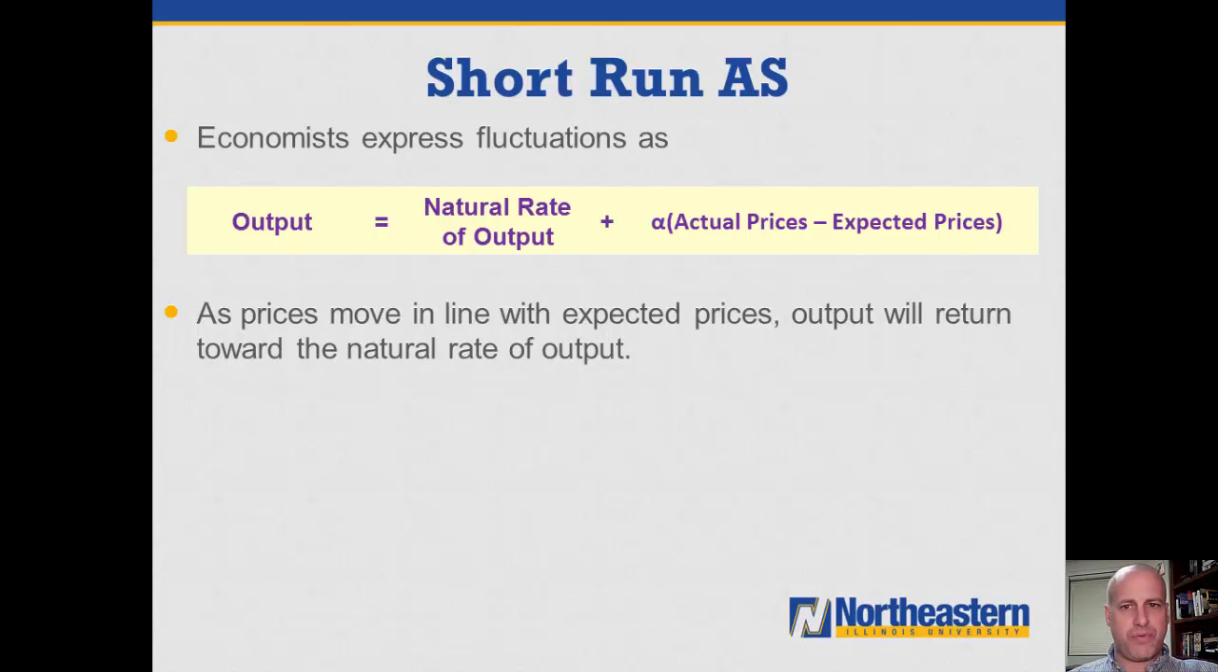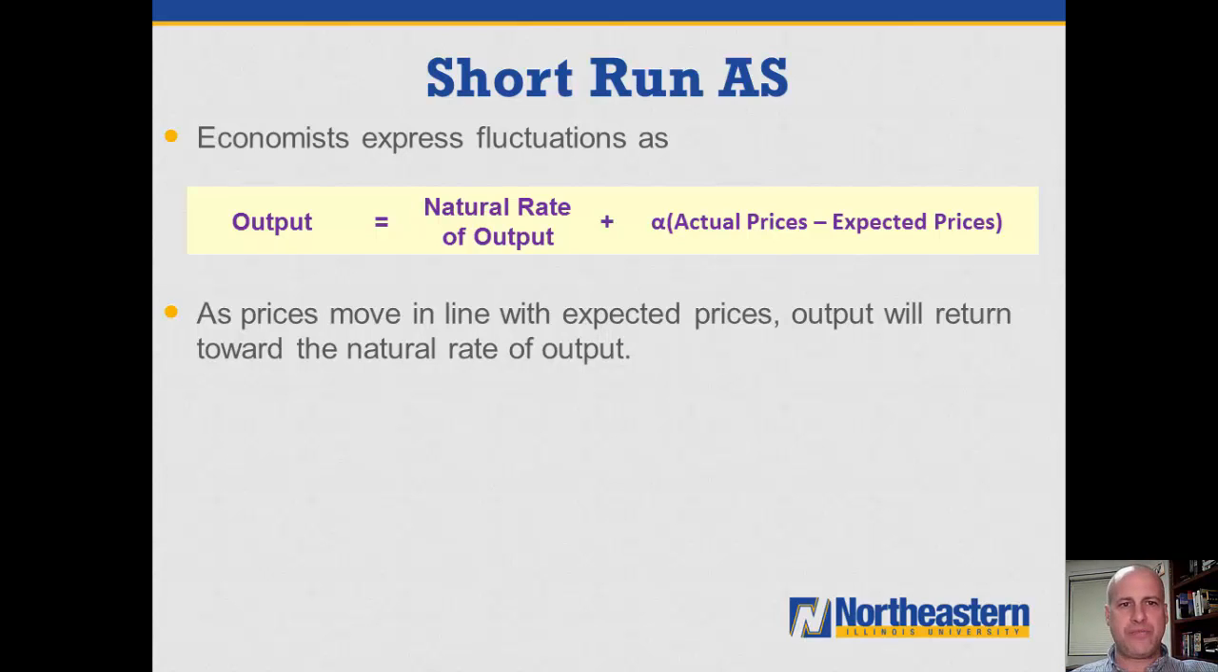Economists express fluctuations with the following equation: output, or GDP in an economy, is equal to the natural rate of output plus some fraction of the difference between actual prices and expected prices. So if actual prices are higher than expected, output will tend to be too high, as firms increase their output in response to the higher prices, more than perhaps would occur in equilibrium. If actual prices are too low, then firms cut output back too far. As prices move back in line with expectations, output will return towards the natural rate of output.